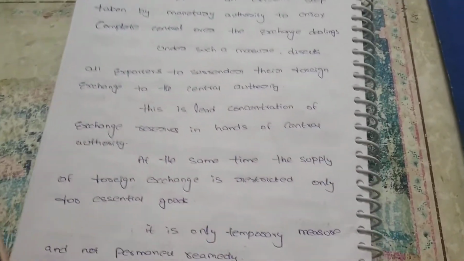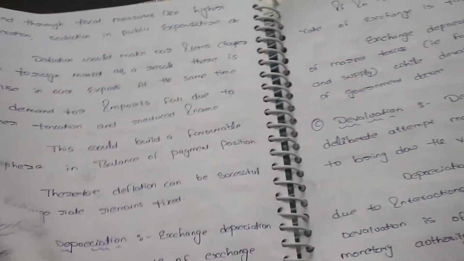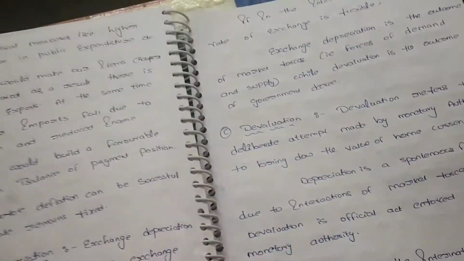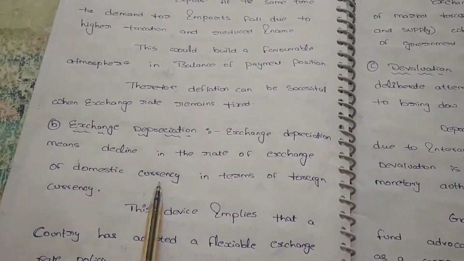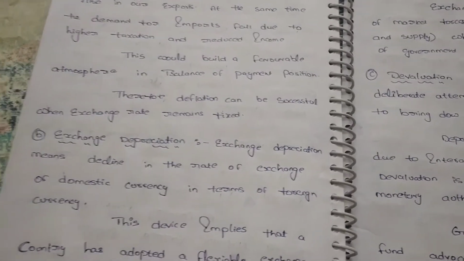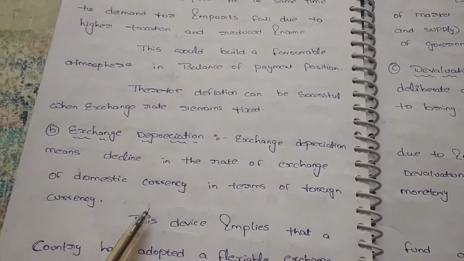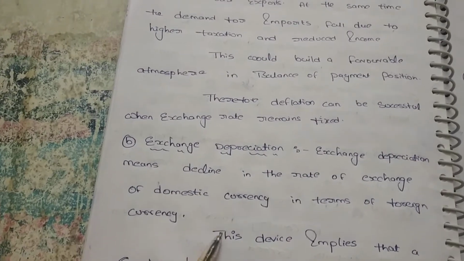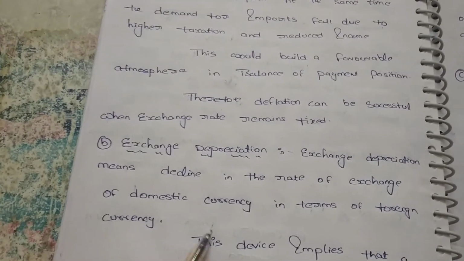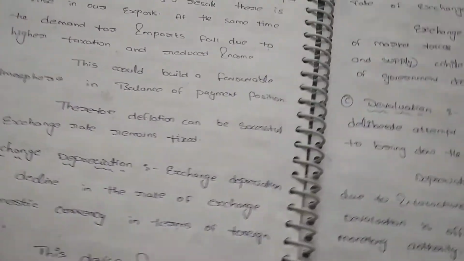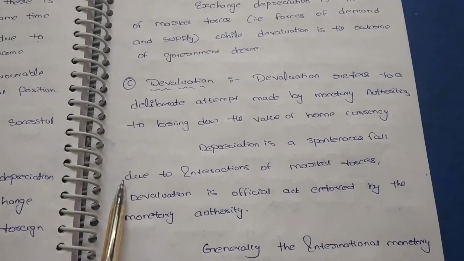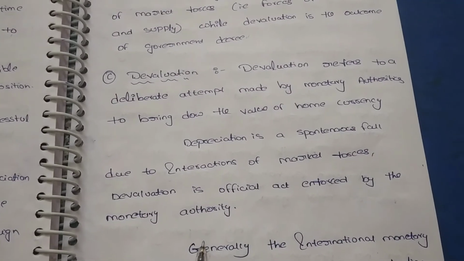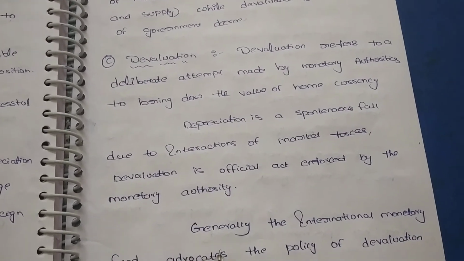These are all the different measures under monetary control. What are these? Deflation for reducing the prices, and exchange depreciation. Exchange depreciation is mainly based upon the demand and supply of the product. The exchange rate is flexible. With that measure, we can restrict our imports. Based on exchange depreciation, we can restrict the imports. And devaluation is also undertaken by the monetary authorities. The International Monetary Fund states we have to restrict the imports.